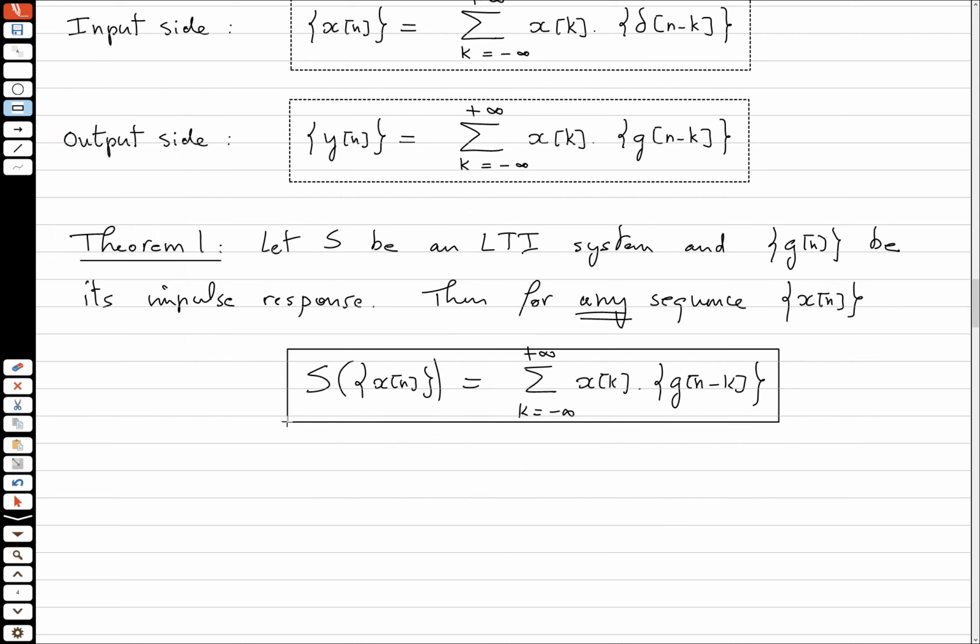This is very powerful. Why? Because I mentioned to you, we don't know what the system does. We only know that it is linear and time invariant, and we only know what it outputs when you input the delta sequence. This is the only thing that we know. Just with this knowledge, you obtain the formula of the system. You predict the formula of the system. It's amazing.